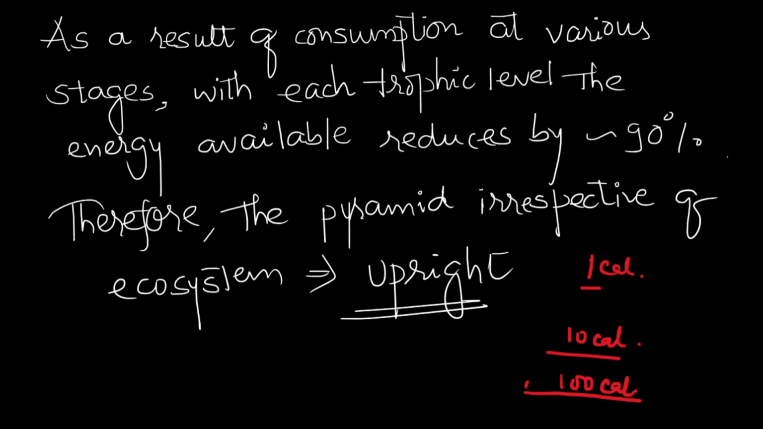So you can see that the energy decreases with each passing trophic level, and as a result the pyramid, irrespective of ecosystem, will always be upright, because the energy at each trophic level decreases by almost 90%, and only 10% of energy is passed, and as a result the pyramid, irrespective of ecosystem, will always be upright. Okay.